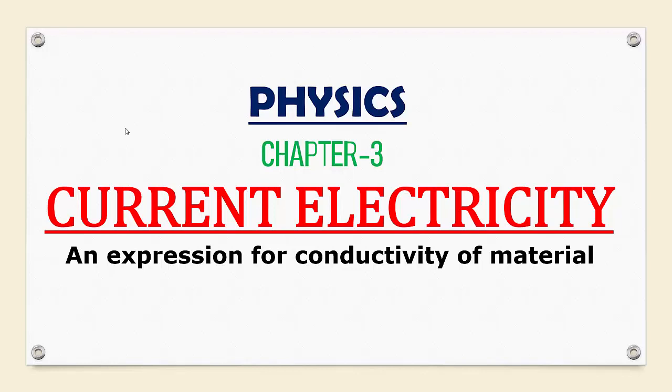Let us continue current electricity. In today's session, we are going to learn about an expression for conductivity of material. We already studied what are resistivity and conductivity of material of the conductor. You can revise in the current electricity part 5 video lecture. You can see that video again.